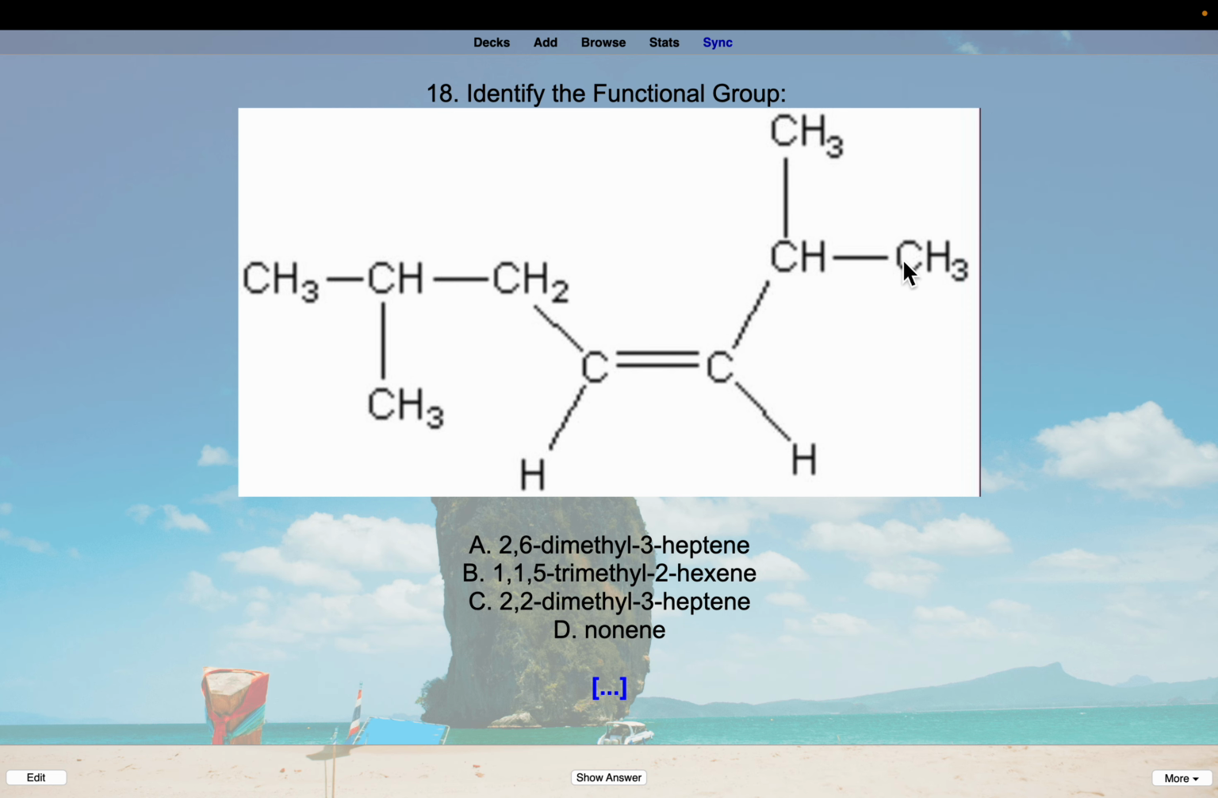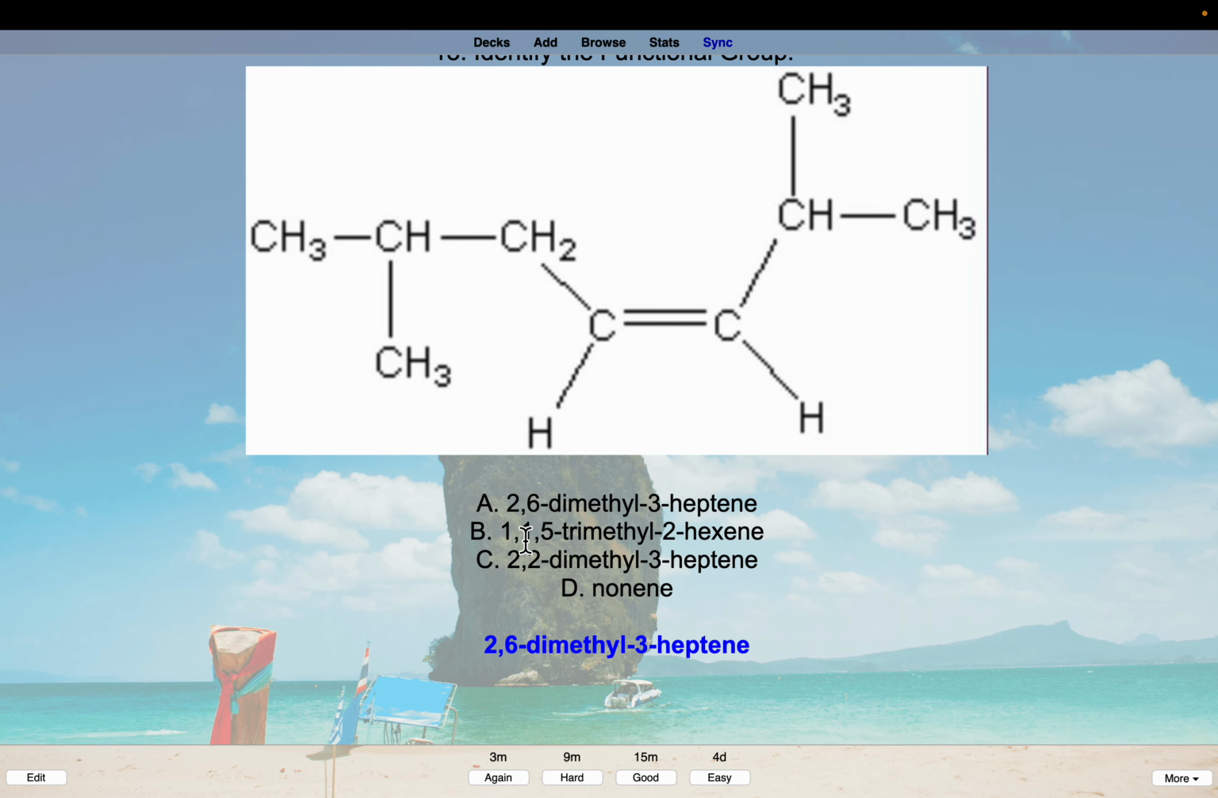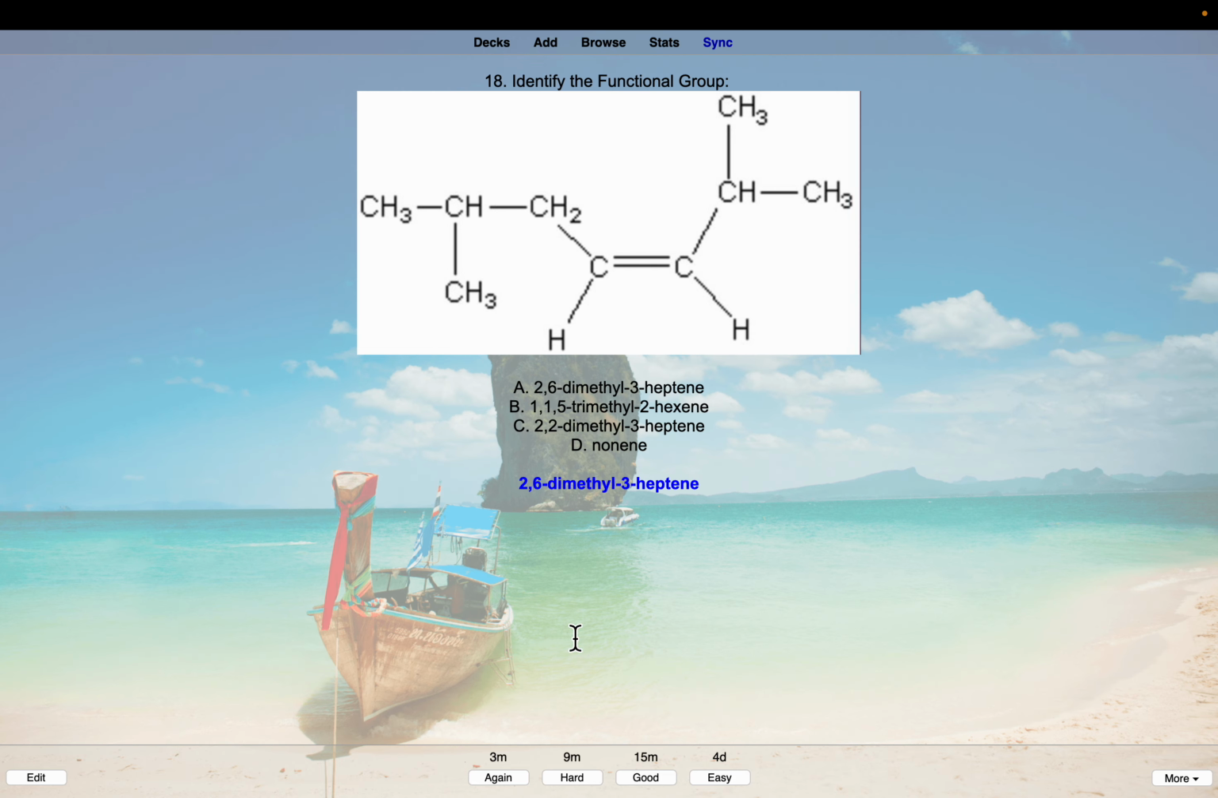So in the second carbon we have methyl, 3, 4, 5, 6, 2, 6 dimethyl, and then in the third carbon we have 3 heptene. I think the answer is letter E. 2, 6 dimethyl 3 heptene. That is correct.